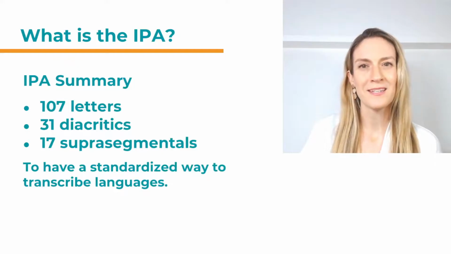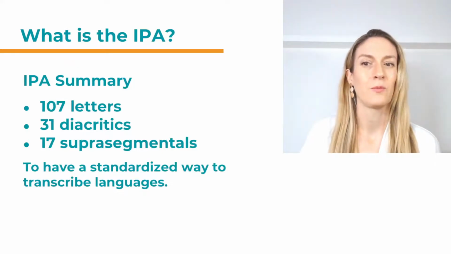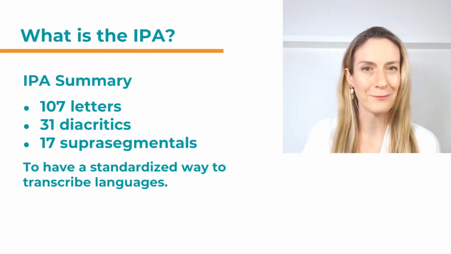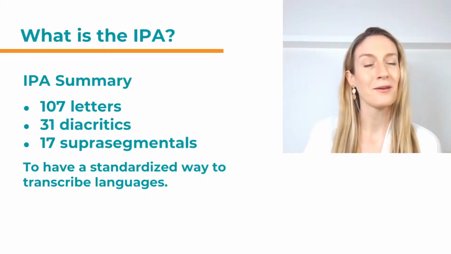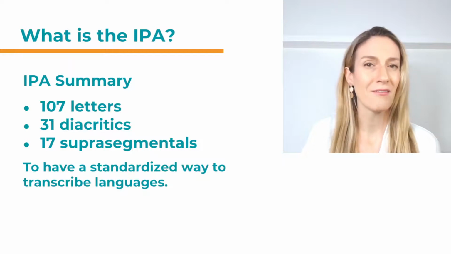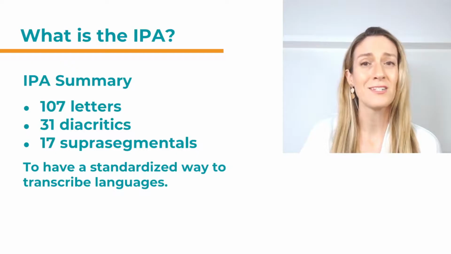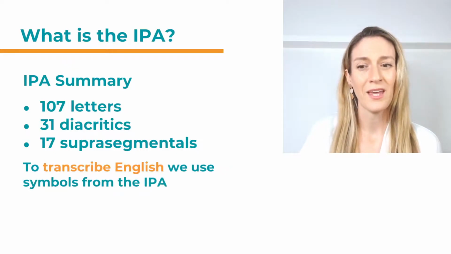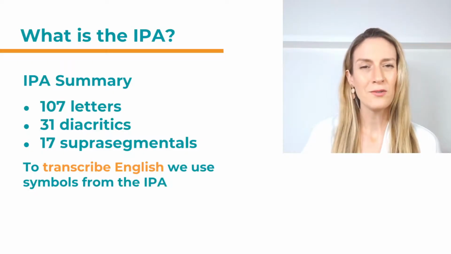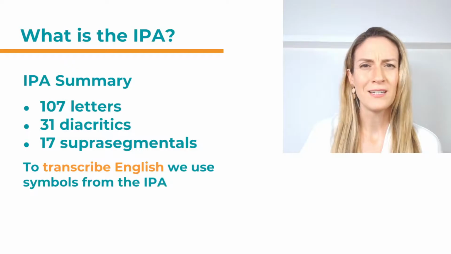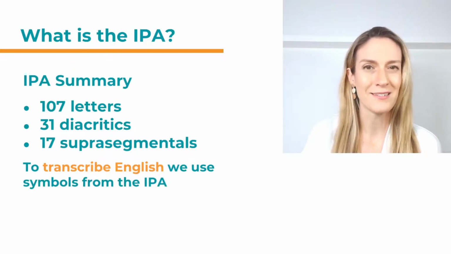So to summarize again, IPA, 107 letters for all of the sounds from all of the languages you can think of, 31 diacritics, 17 suprasegmentals, and we use it really to have a standardized way to transcribe languages. Now, we use it to transcribe English. So obviously we don't need 117 sound symbols because English doesn't have that many sounds.